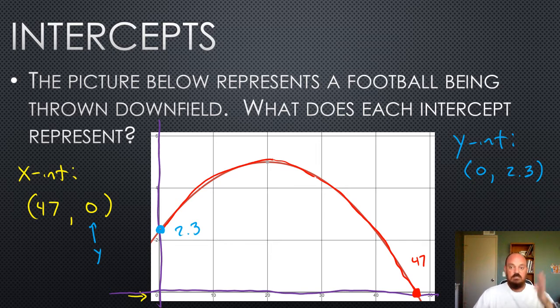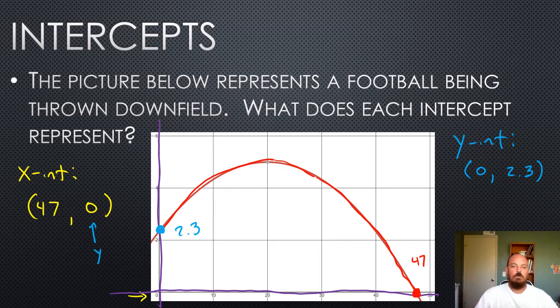Now that is the point (0, 2.3). Because again, x is 0. The y-intercept doesn't go to the right or to the left. It's right there in the middle. It's over nothing, up about 2.3. It's a little bit more than 2. But what's more important is, let's see what it represents. Well, what it represents is where the football is starting.